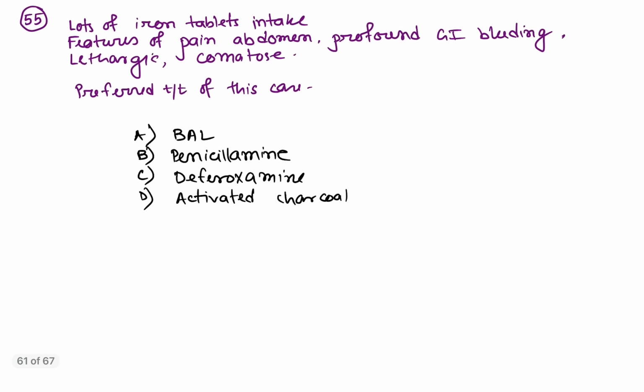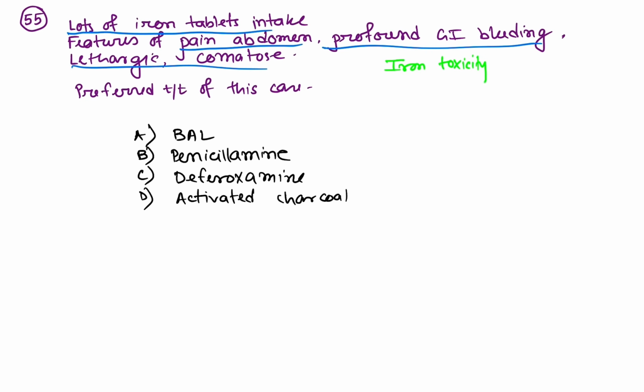Next, coming to the 55 number question. The question was, in history of lots of iron tablet ingestion, following which the patient presented with features of pain abdomen, profuse GI bleeding, lethargy and in comatose condition. So these are features of iron toxicity. So the preferred treatment for this case, as all of you know, the antidote of iron toxicity is desferrioxamine, an iron chelator. So the answer will be desferrioxamine, not British anti-lewisite or penicillamine or activated charcoal. Desferrioxamine is the preferred treatment for iron toxicity.